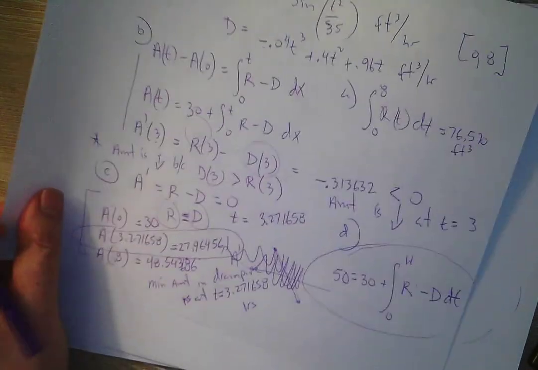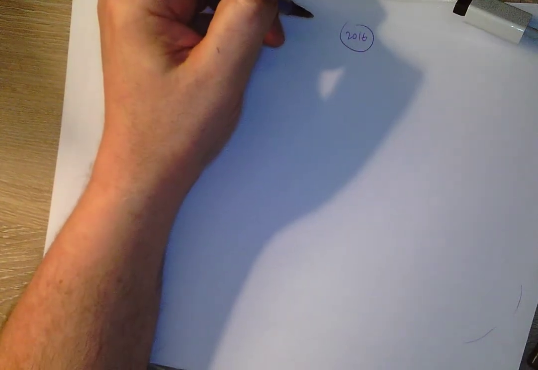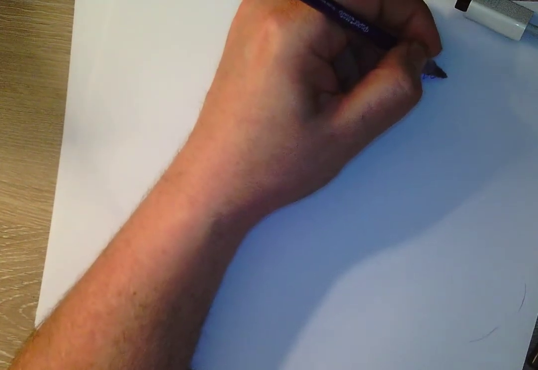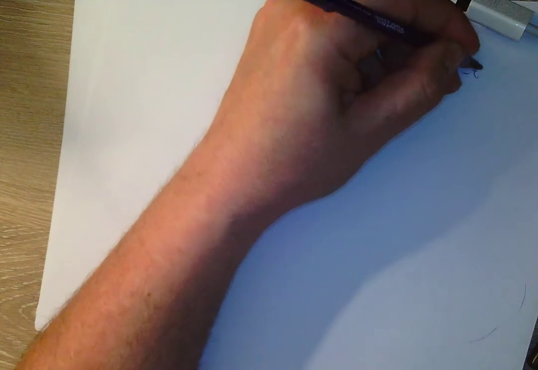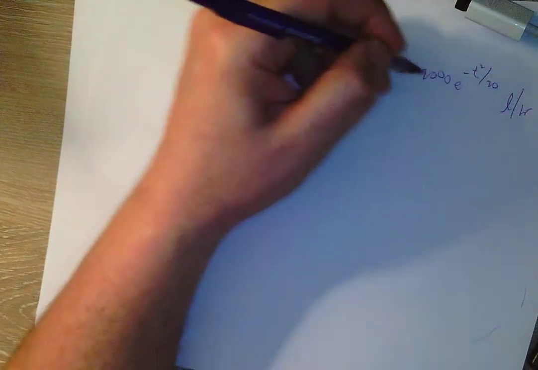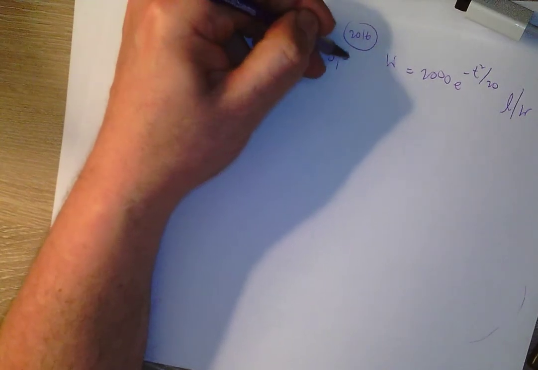Okay, 3 questions done. Let's take a look at the fourth one. The fourth one is water is pumped into a tank. Ooh, there's a table this time. Okay, so for 2016, we're given a table. Water is pumped in according to W. W is this exponential function, 2000 e to the minus t squared over 20. And those are liters per hour. And the time is 0 to 8.